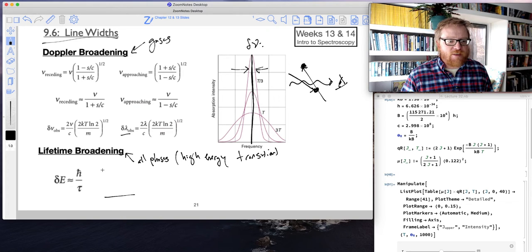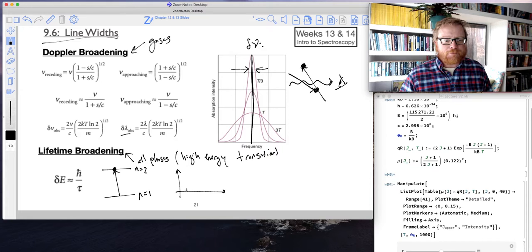So if we think about this like an electronic level, for example, I'll just use n to make this simple. Let's say we've got n equals 2, n equals 1, and we promote some electron to this state. If we could keep track in time of the population of molecules in state 2, we would see that it follows a first order decay.